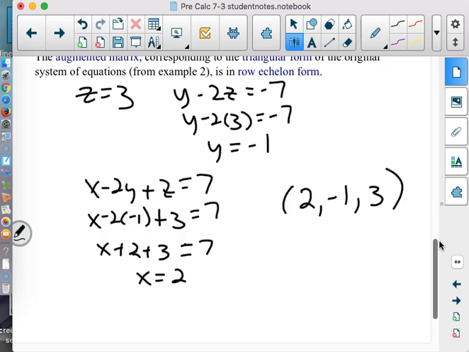So there it is, 2, negative 1, and 3. So yeah, that's really weird. Usually she changes the directions on there. Questions? Oh, sure.